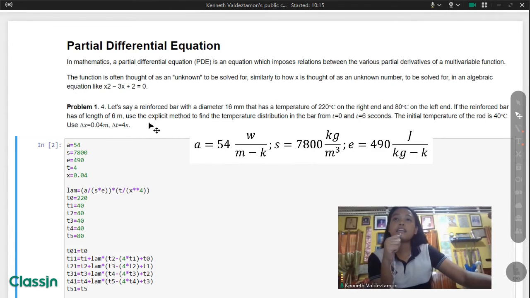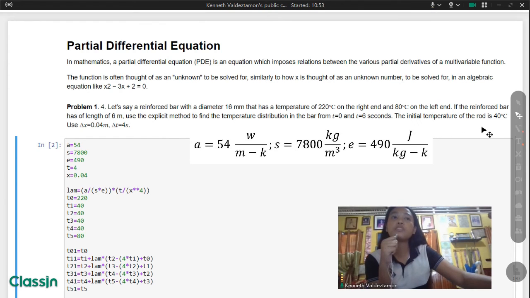Let us give an example regarding an engineering problem or real-world problem. So, how can we use partial differential equations in a real scenario? In this example problem, let's say a reinforced bar with a diameter of 6 millimeter has a temperature of 220 degrees on the right end and 80 degrees Celsius on the left end. If the reinforced bar has a length of 6 meter, use the explicit method to find the temperature distribution in the bar from t equal to 0 to t equal to 6 seconds.